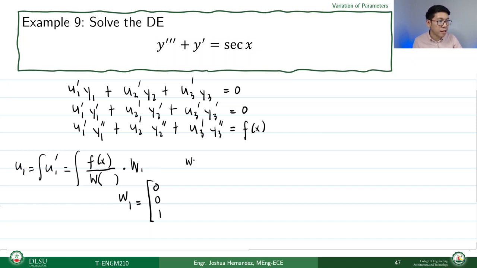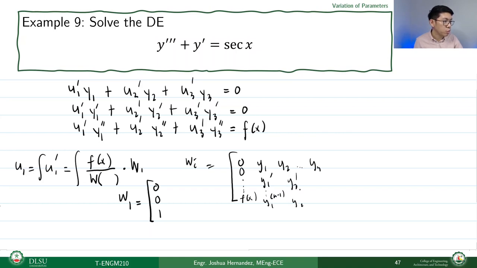So the W is basically, as discussed in the PPT earlier, a matrix wherein 0, 0 until it reaches f of x, and then y sub 1, y sub 2 until y sub n, and then y sub 1 prime up to y sub 1 raised to n minus 1, and then y sub 2 prime up to y sub 2 raised to n minus 1. So depending on the order, that is your matrix. If second order, it will be a 2x2 matrix. If third order, a 3x3 matrix.